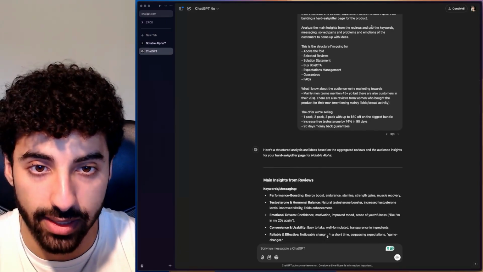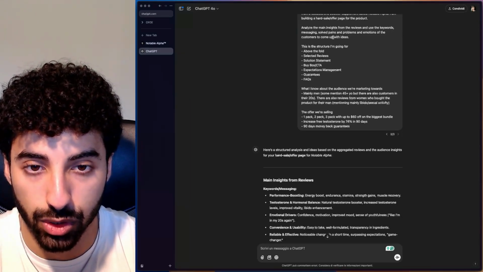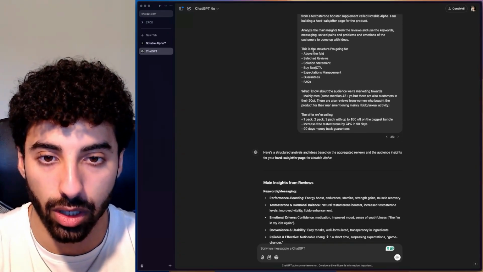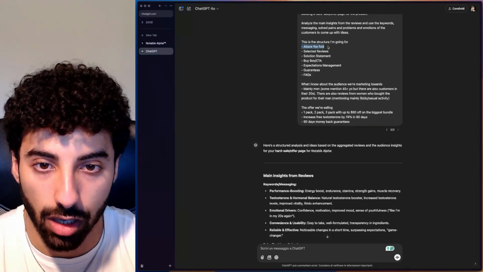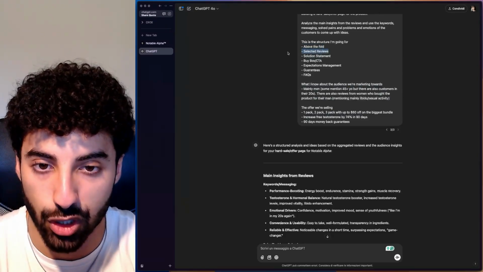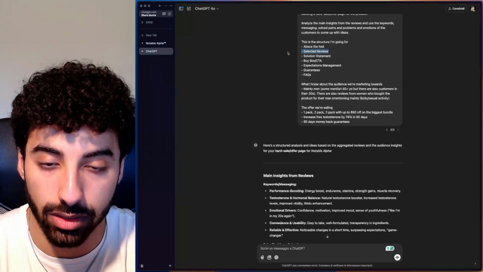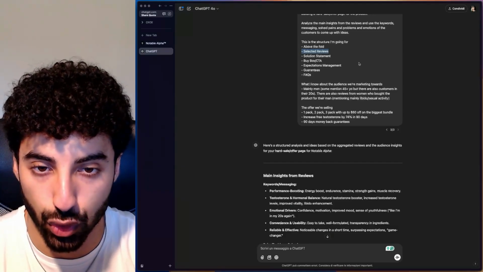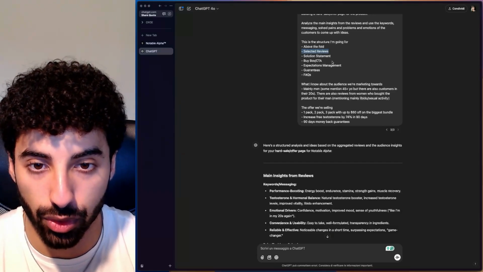I ask it to analyze the main insights from the reviews and use the keywords, messaging, solved pains and problems, and emotions of the customers to come up with ideas. The structure we're going to go for on the page, and I'll mention it again when we get into Figma and actually design the page, starts with the above the fold, which is very, very important. Then selected reviews, as I mentioned, focusing on a strong offer, differentiation, and FOMO angle and wording. Selected reviews are super important, the second most important point for sales pages.